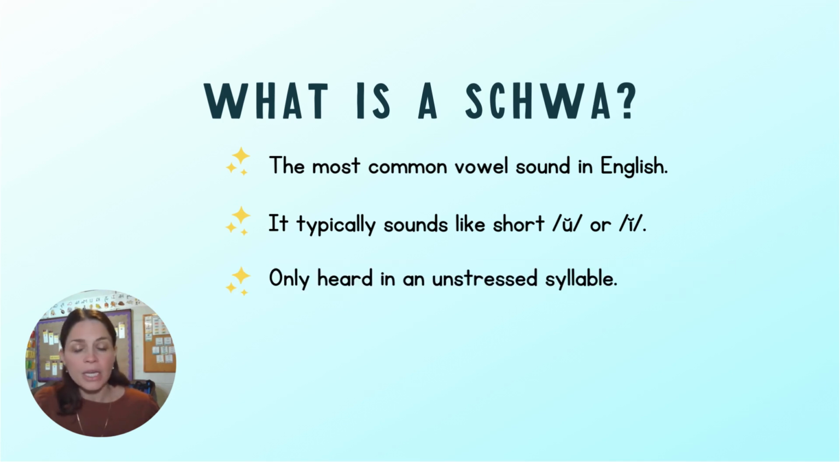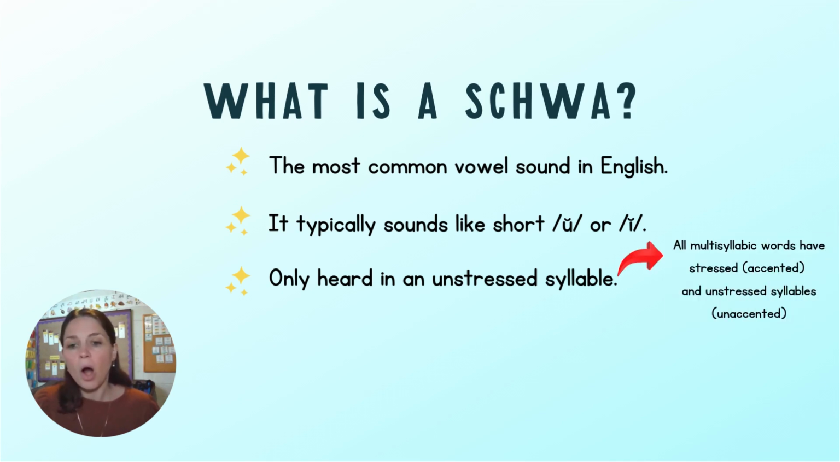It's only heard in an unstressed syllable, which means in English, all multi-syllabic words have stressed syllables and unstressed syllables. Sometimes these are called accented and unaccented syllables. But we need to teach our kids once they're reading multi-syllabic words to be able to identify the stressed and the unstressed syllable in words so that they can then apply the schwa sound if needed.